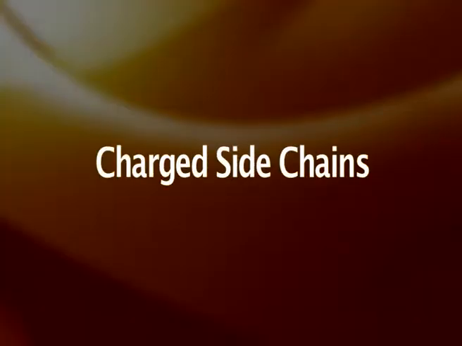Now, charged side chains. These include amino acids with negatively charged, that's acidic, R groups, and amino acids with positively charged, that is basic, R groups. The former group includes aspartate and glutamate, each with a second carboxyl group.